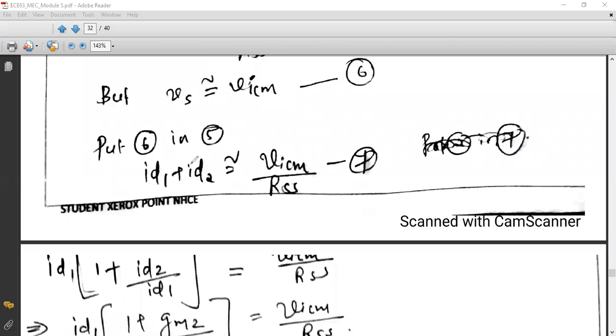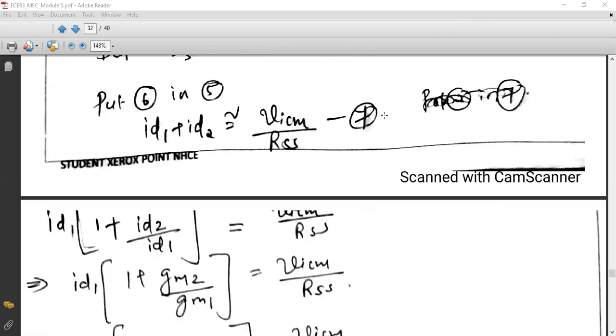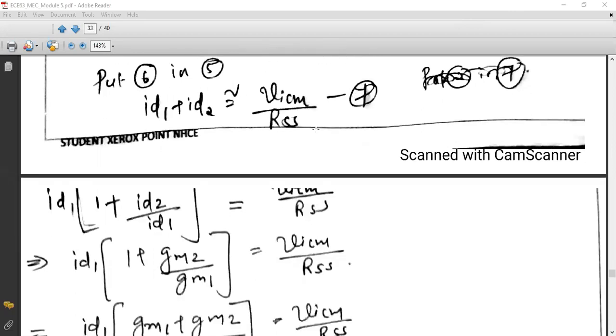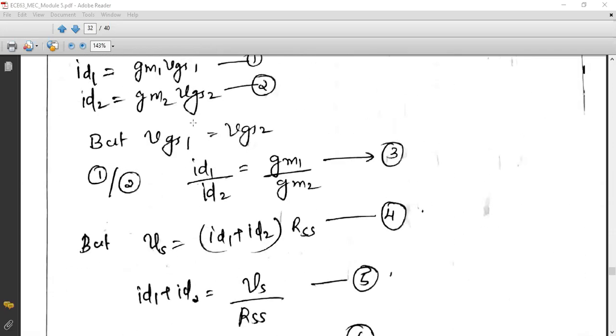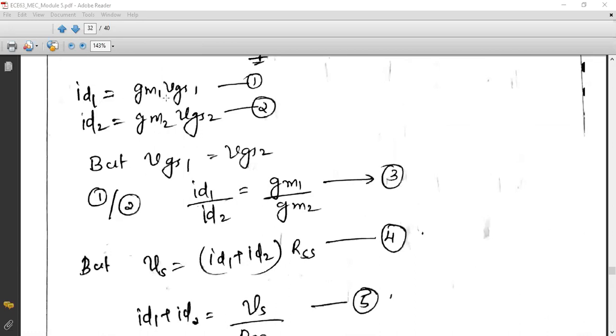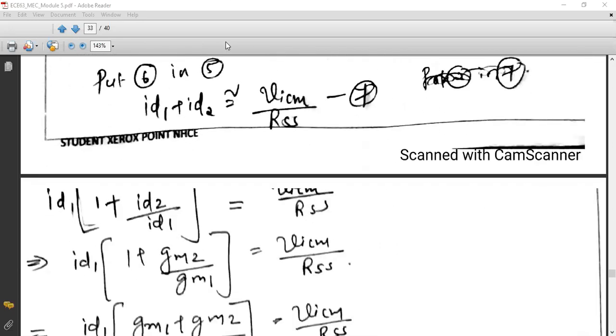Students, are you getting my point? Now I got the overall current in terms of VICM, but I need the equation for individual currents ID1 and ID2 in terms of VICM. So for that, I'll take ID1 outside from equation number 7, so that I will get the individual expression for ID1, and ID2 can be avoided by replacing it. ID2 can be written as GM2 VGS2, ID1 is GM1 VGS1. Please write ID1 is taken outside.